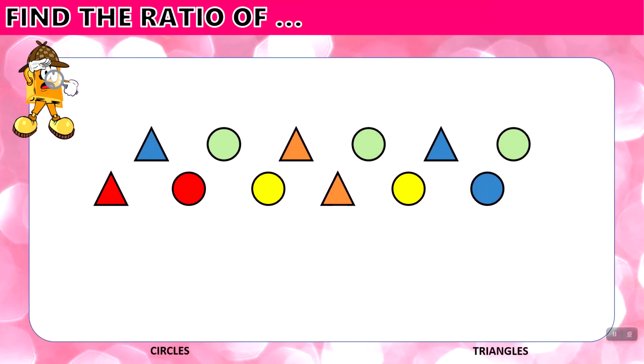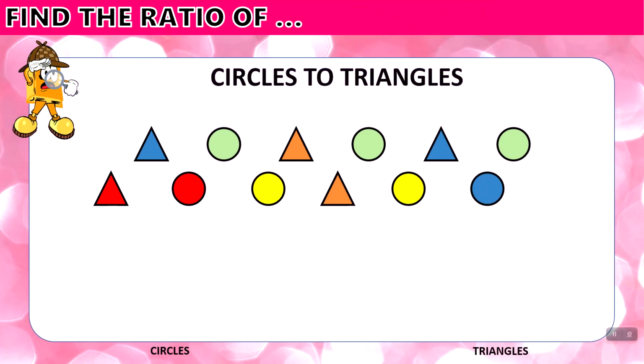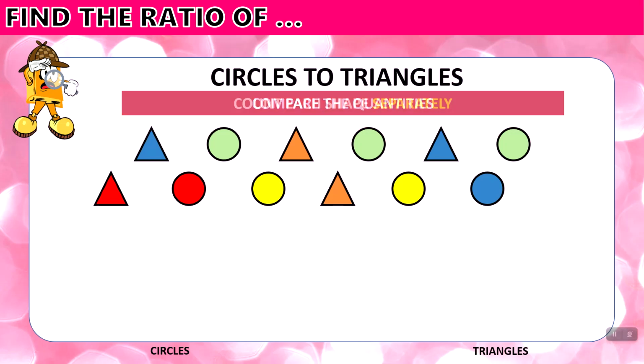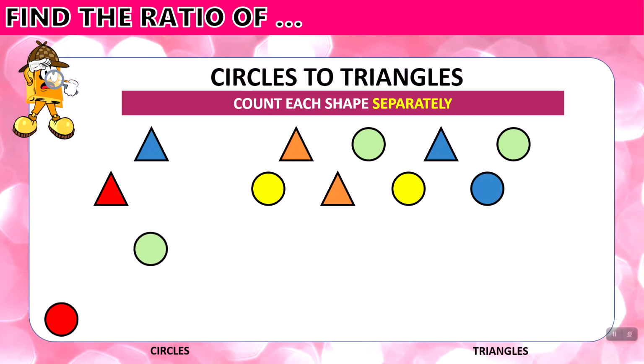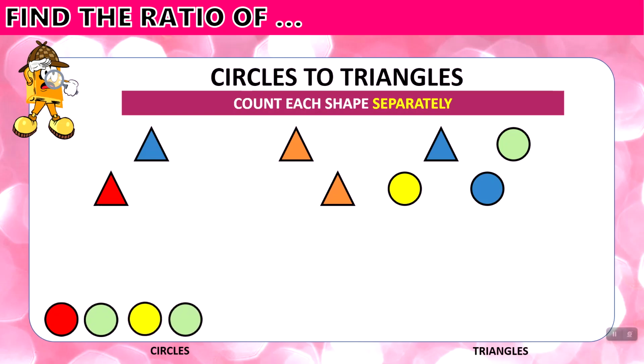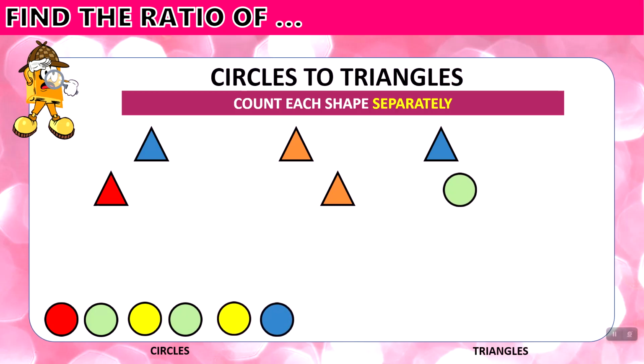Now let's find the ratio given these shapes of circles to triangles. And so what that means is we have to first count the circles, and then count the triangles, and then compare them. So let's put the circles on the left. Here's one circle, here's another one, another circle, another circle, and one more circle.